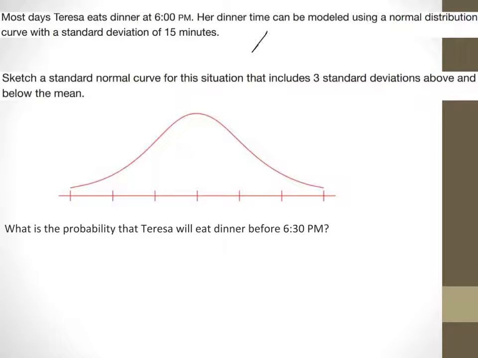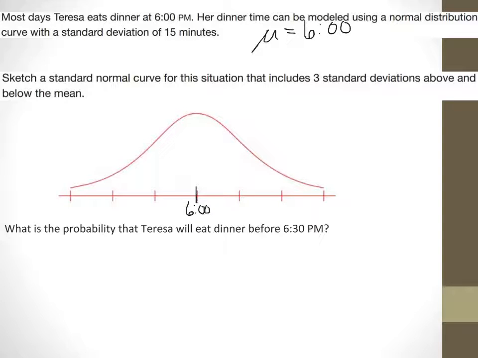Alright, if you said that that pertains to the mean, you would be exactly correct. So most days she eats dinner at 6 p.m. Another way to say that is, on average, Teresa eats dinner at 6 p.m. So I'm going to label this as 6 o'clock. Remember that goes right in the middle.